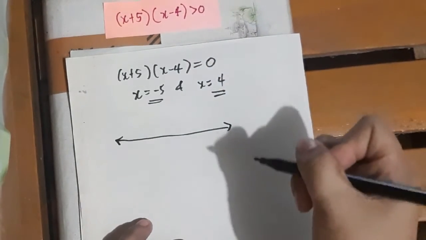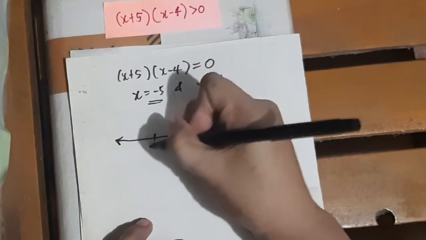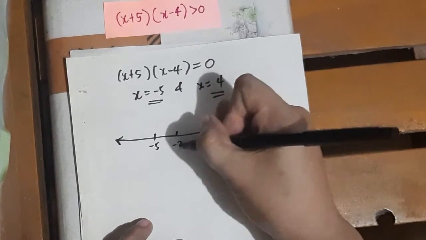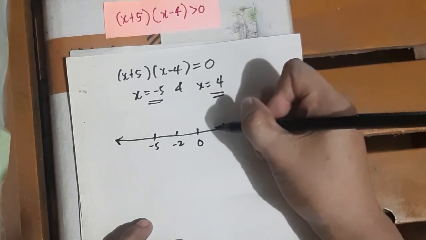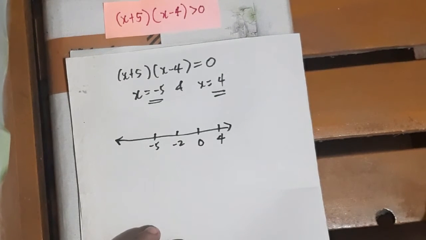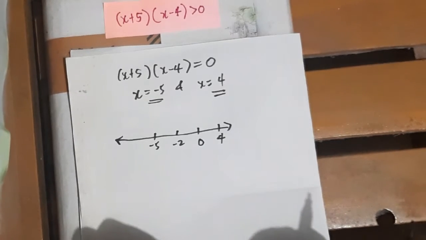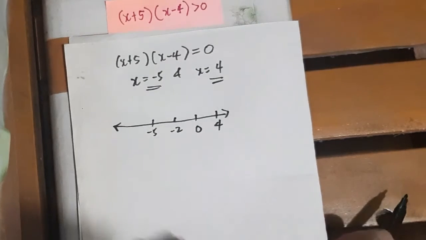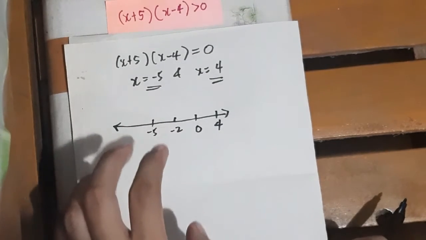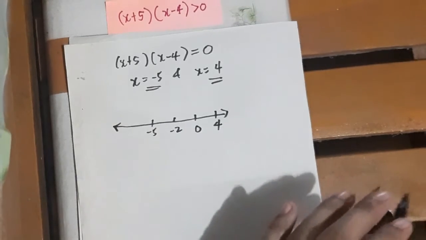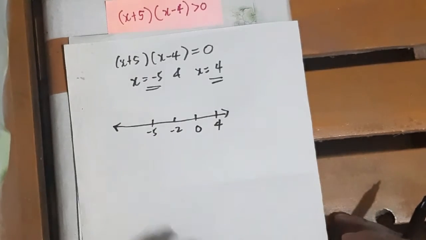Okay, since we have negative 5, let's just approximate it here, negative 5, then let's have negative 2, and then 0, and let's have 4 here. It's not calibrated properly, but don't worry, it's a number line. You can magnify it. As long as you calibrate it, that would be great. As long as the values from left to right are increasing, or from right to left decreasing.